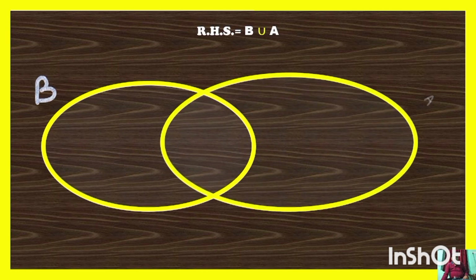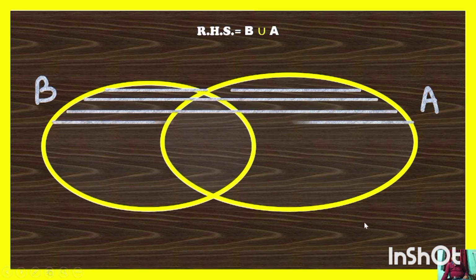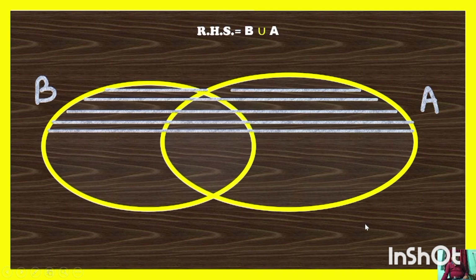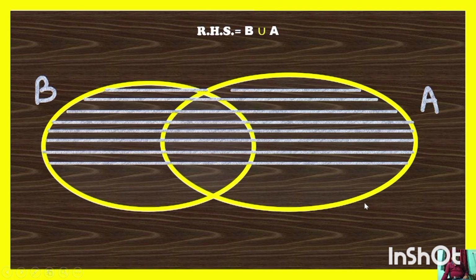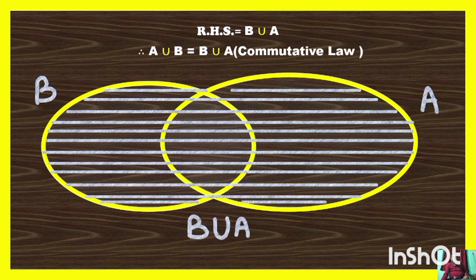Let's see the shaded portion. The shaded region indicates that we have to take all the elements of B and A to form B union A. See, both cases, A union B and B union A, give the same Venn diagram, and from both Venn diagrams it is clearly understood that A union B is equal to B union A. Thus, the union set obeys the commutative law, which has been proved by the Venn diagram. Okay, students? Yes?